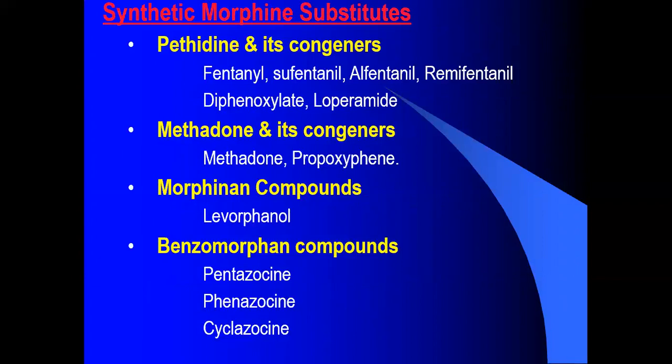However, we have some synthetic substitutes as well, known as pethidine and its congeners, meaning that some drugs are derived further from pethidine. By just changing the structures, we can get fentanyl, sufentanil, alfentanil, remifentanil, diphenoxylate, and loperamide. Similarly, we have methadone and its congeners like dextropropoxyphene, morphinan compounds like levorphanol, and benzomorphan compounds like pentazocine, phenazocine, and cyclazocine.